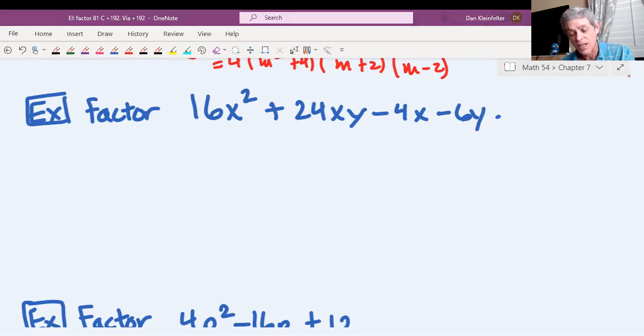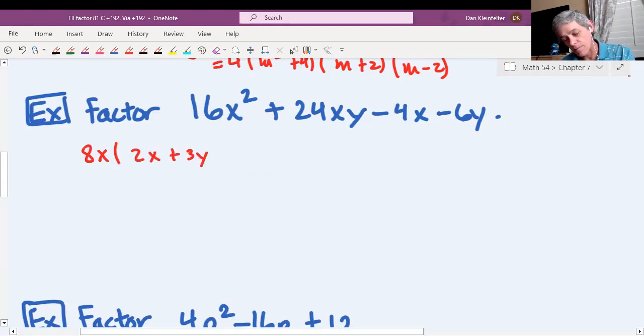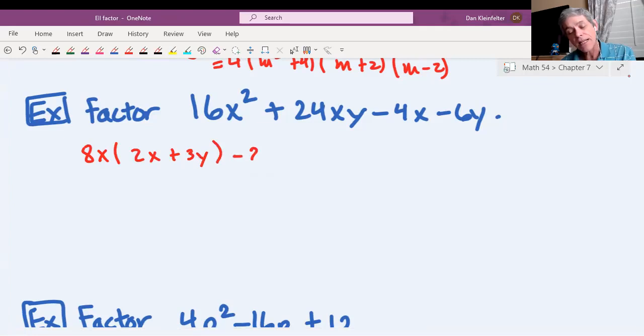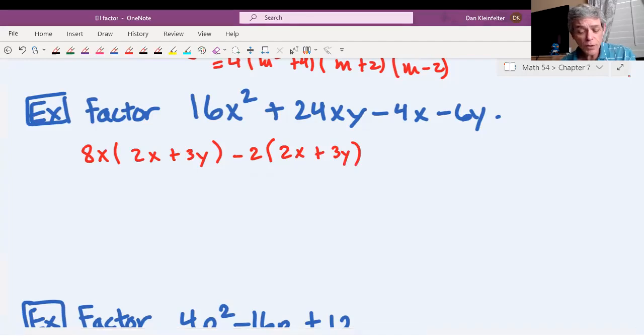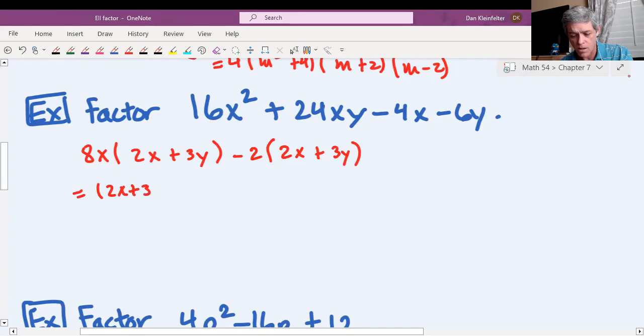I'm not going to. So here, first 2 terms have a common factor of 8x. And if we factor out 8x, we should have 2x plus 3y. In the second 2 terms, I'm going to bring out a negative 2. Then we'll have 2x plus 3y. Okay, so now our common factor is 2x plus 3y. And then what's left is 8x minus 2.